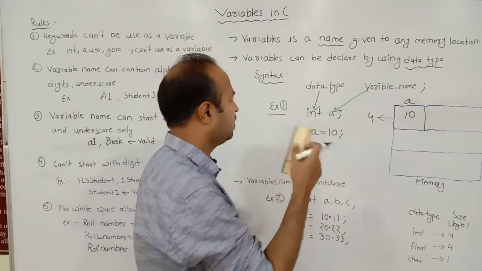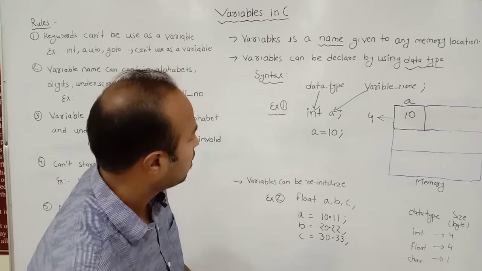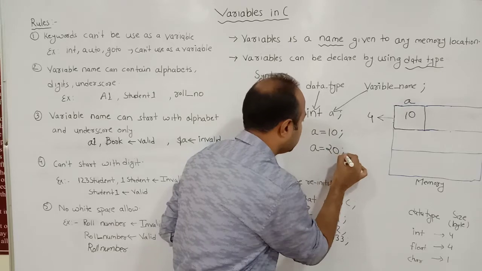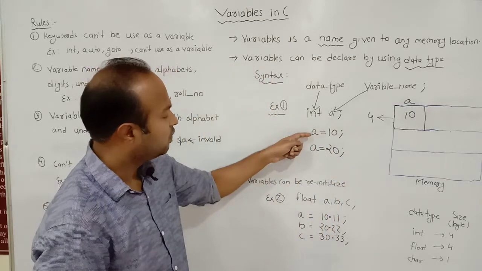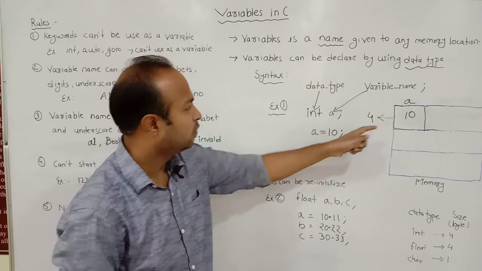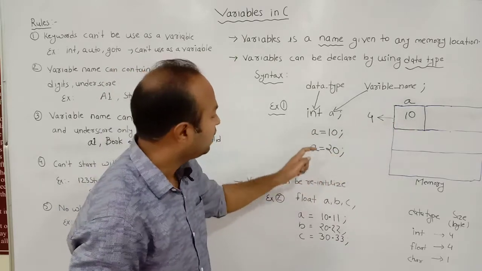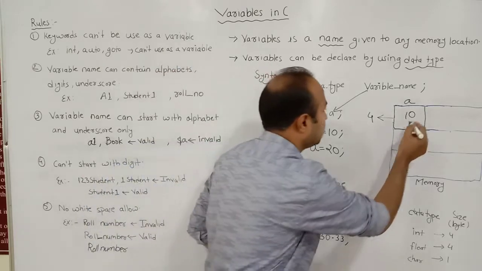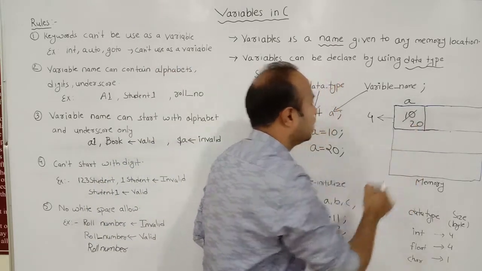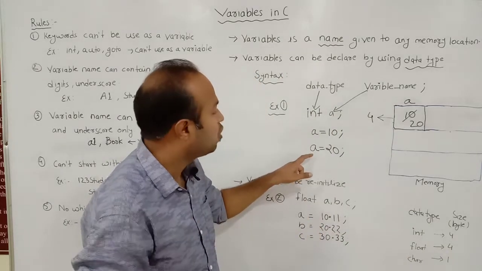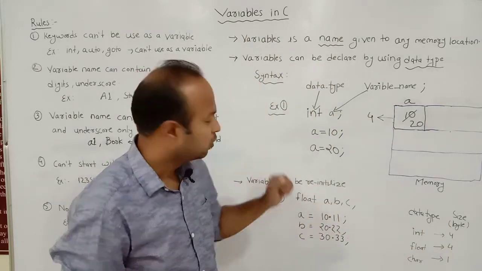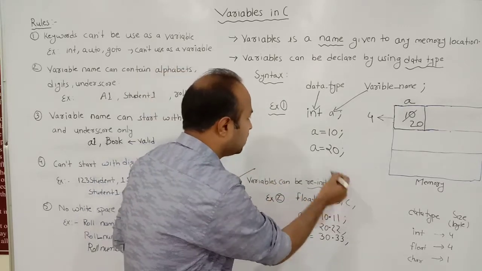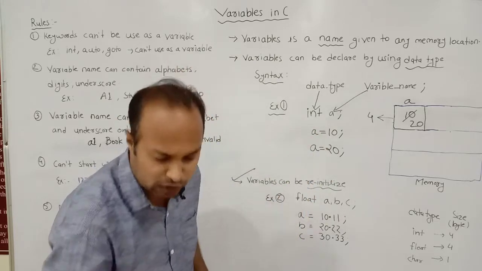And our one more point is here. If I write a equals to 20: first of all, we initialized the value of a by 10, therefore 10 will be stored here. And the next time, we have re-initialized the value of a by 20, meaning 20 will be stored here. Okay, 10 will be lost, so the new value of a will be 20. So this is our next point: variables can be re-initialized.